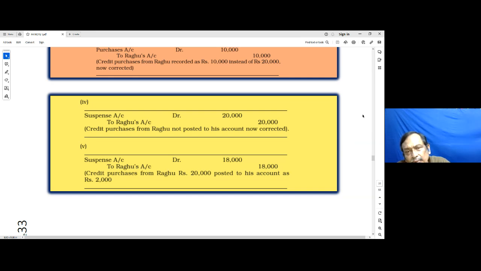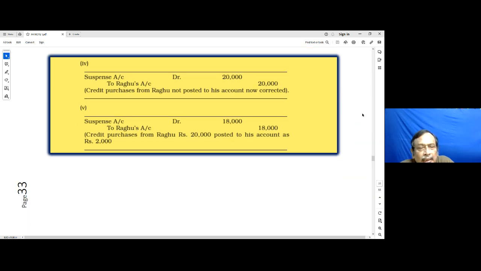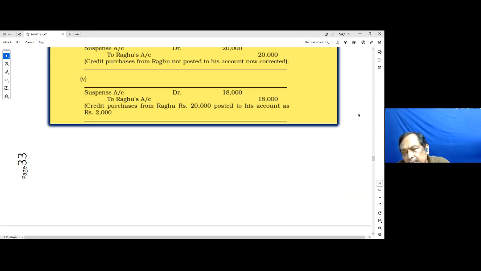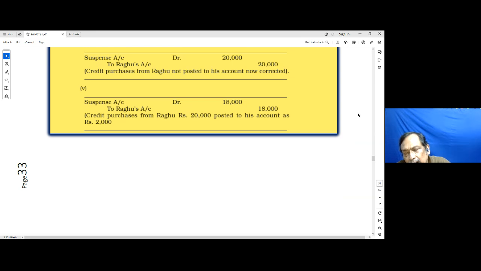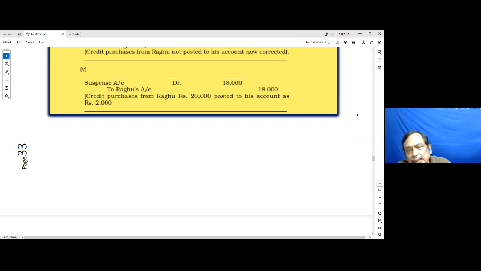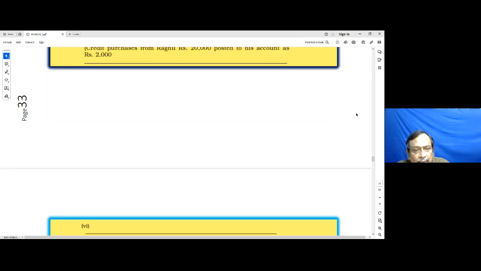Credit purchases from Raghu were not posted in his account, now corrected. Then, credit purchases from Raghu rupees 20,000 posted to his account as rupees 2,000. Then suspense account debit, and it is the error relating to Raghu account. So the entry will be suspense account debit 18,000 to Raghu's account 18,000. That is credit purchases from Raghu rupees 20,000 posted to his account as rupees 2,000.